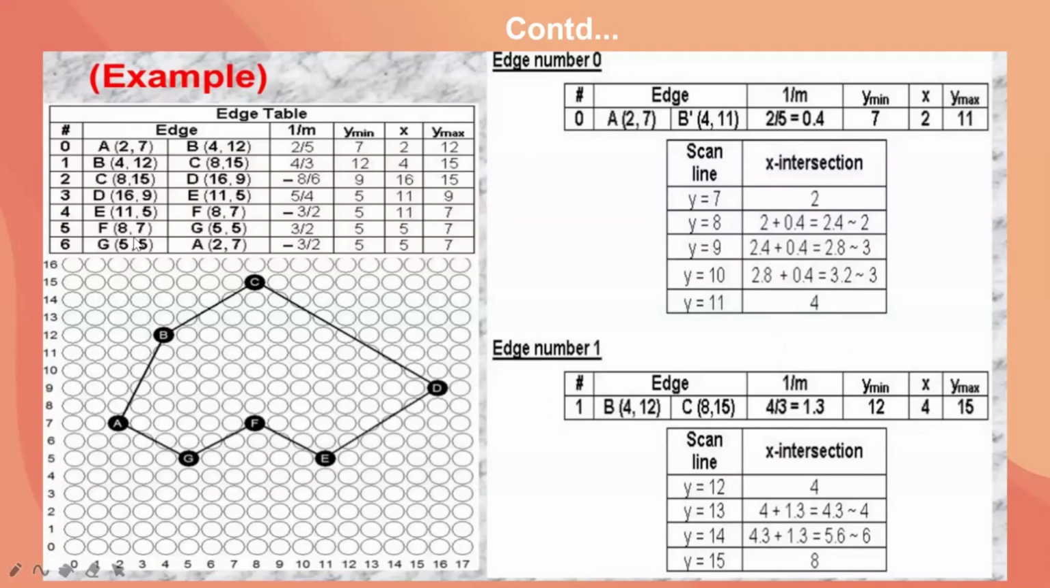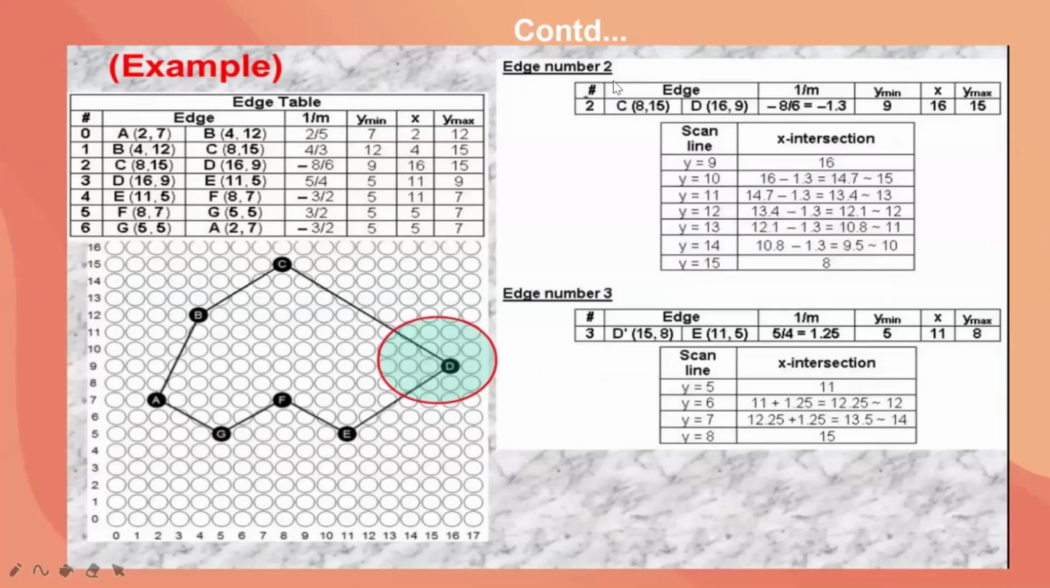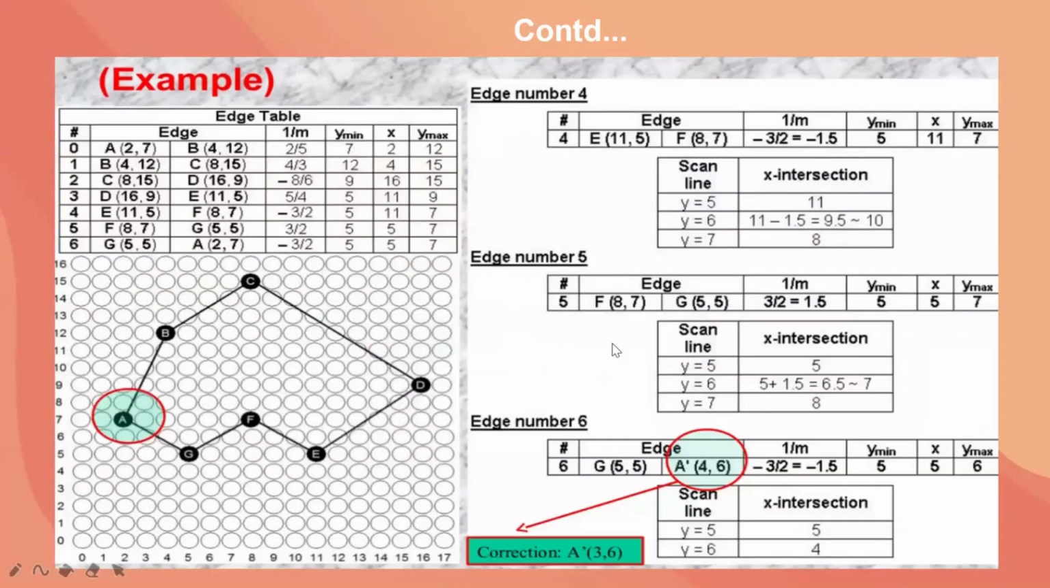Then again you are going to start with the second row, B 4 comma 12, C 8 comma 15. The same procedure you are going to follow. But here you can see that when y reached 15, I got my x as 8. So this line is correct. Let me keep the same thing here, no changes. Similarly, for all your edge numbers, you are going to find out edge number 2, edge number 3, then edge numbers 4, 5 and 6. Whenever you find them out, you will get corrections in your A.